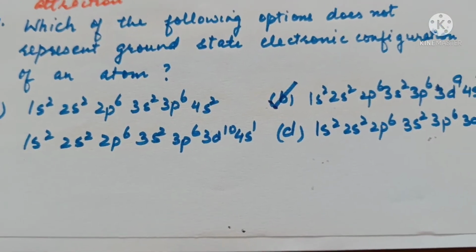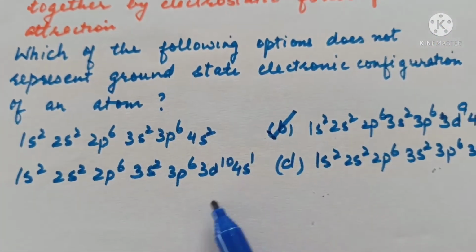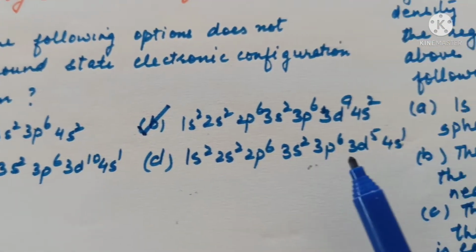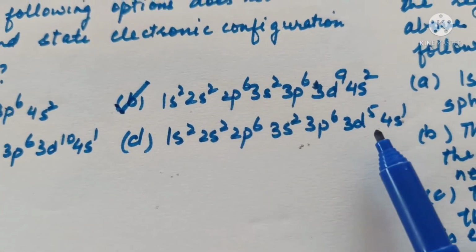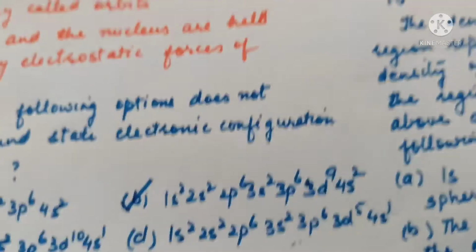So option B is the correct answer. Here it is 3d10 4s1, it's ground state. Here it is 3d5 4s1, which is also ground state because half filled configuration is also very stable.